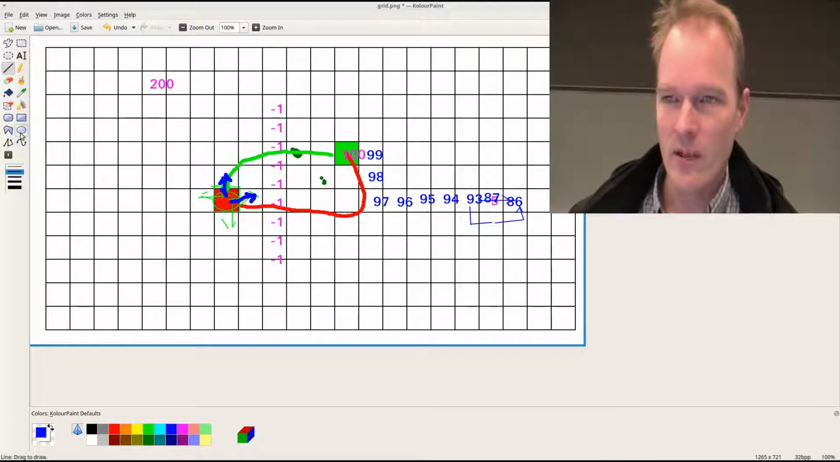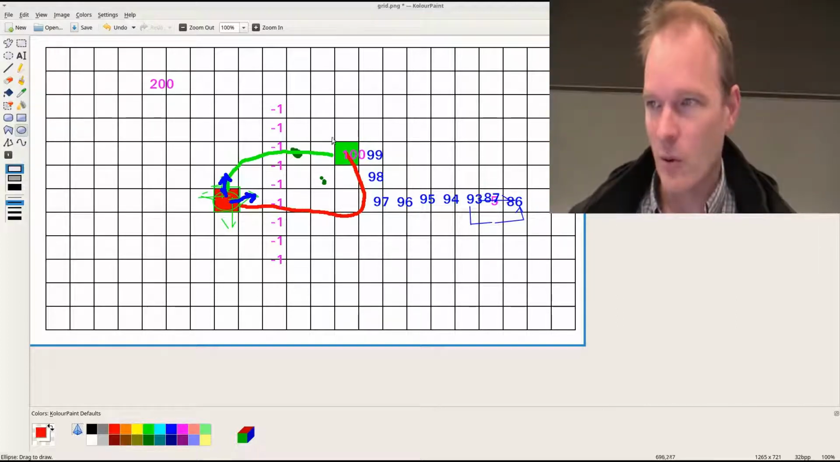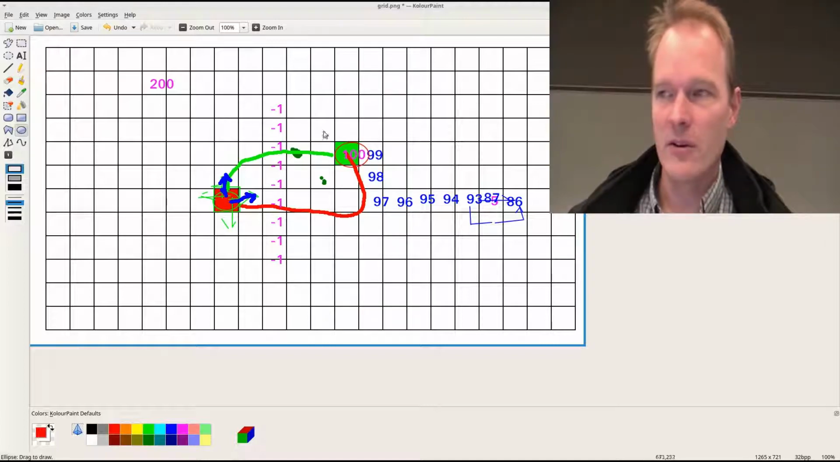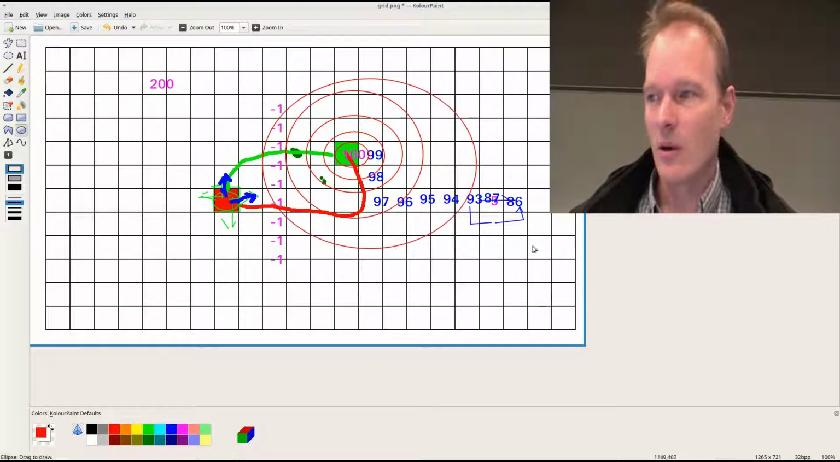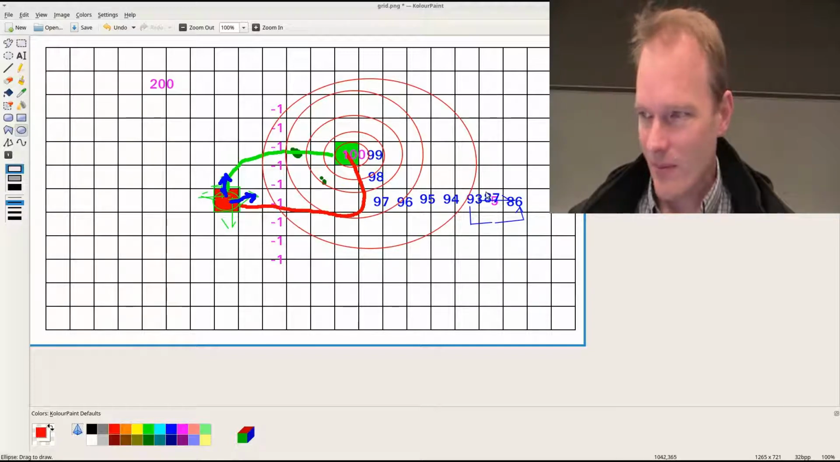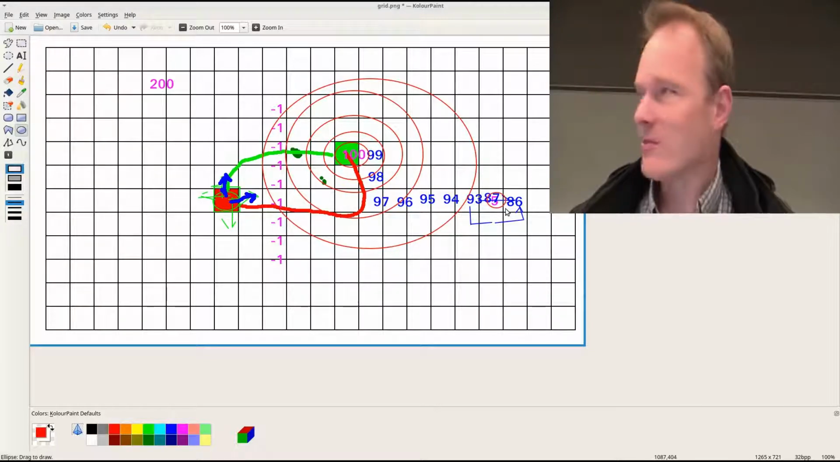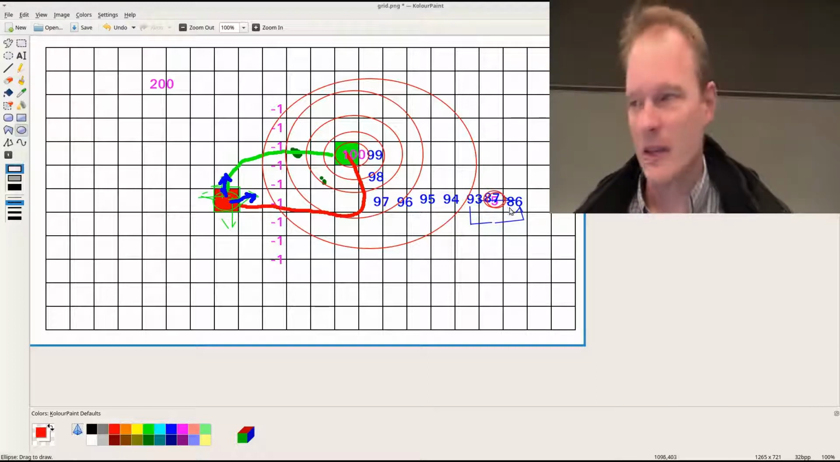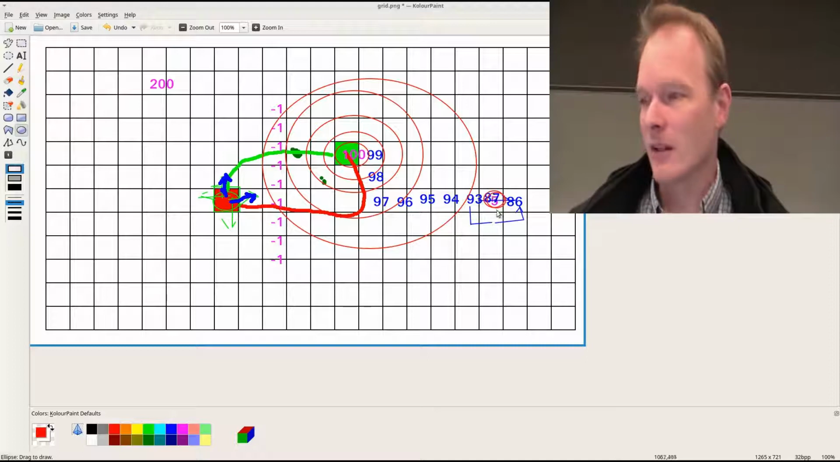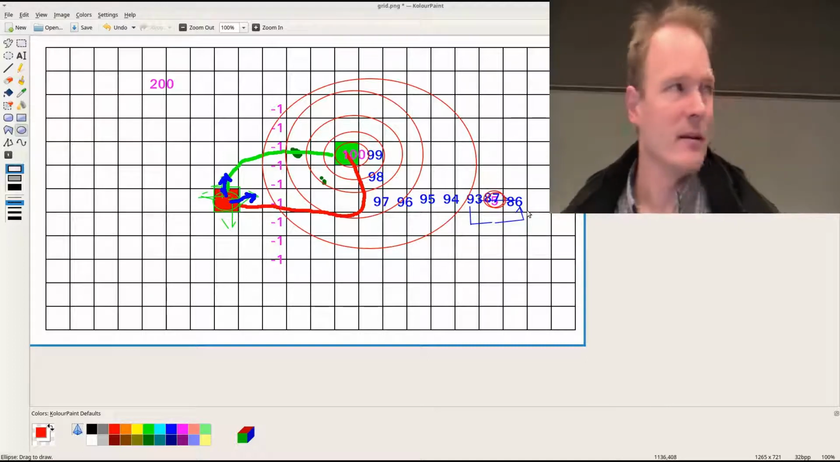So one thing you want to observe is that rewards are very attractive. They kind of propagate outward like this. Whereas penalties, they kind of don't do much. They just sit there and say, don't come here. Unless there's no way to not fall into them, in which case they can propagate a little bit.